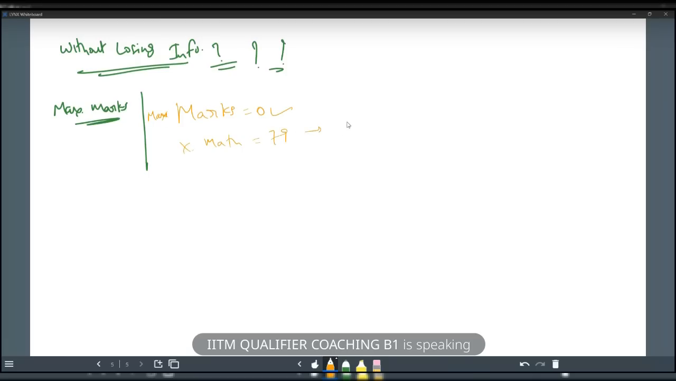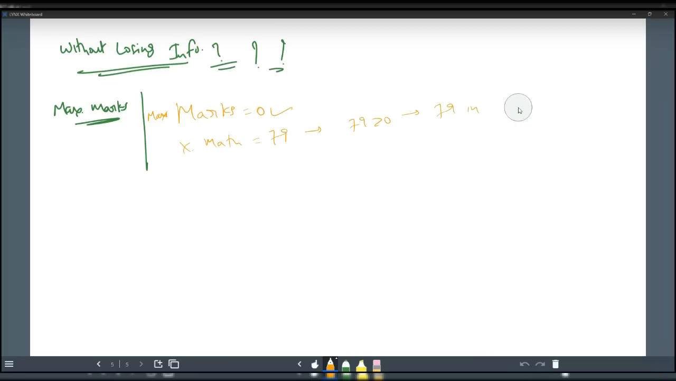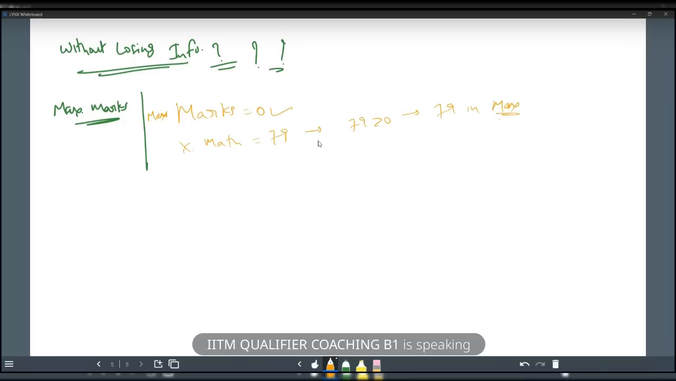Then what do we do here? We store 79, since 79 is greater than 0. So we store 79 in max, right? Am I clear with this so far? This is a very basic step. And now what do we immediately do? Do we store this particular information, like the card number? Let us say this is card number 1.